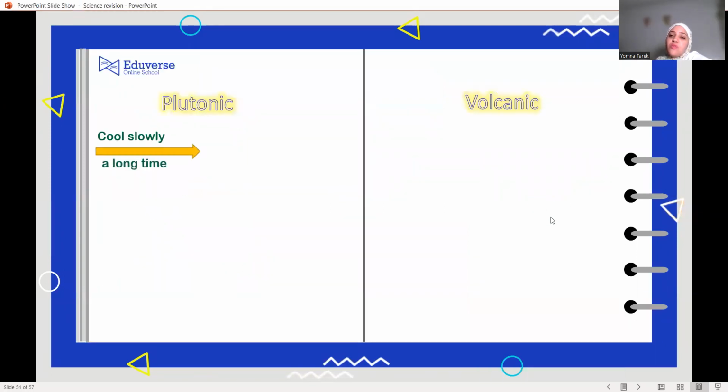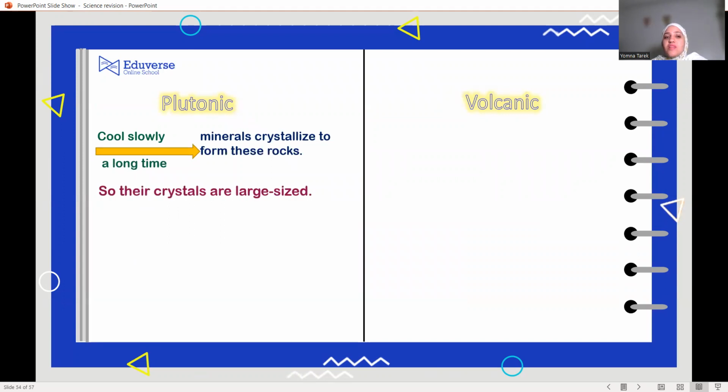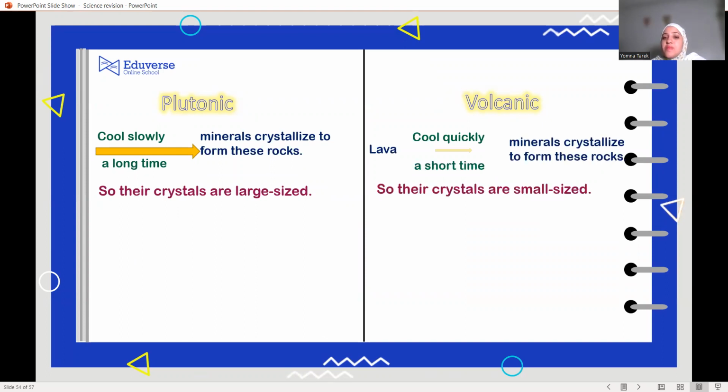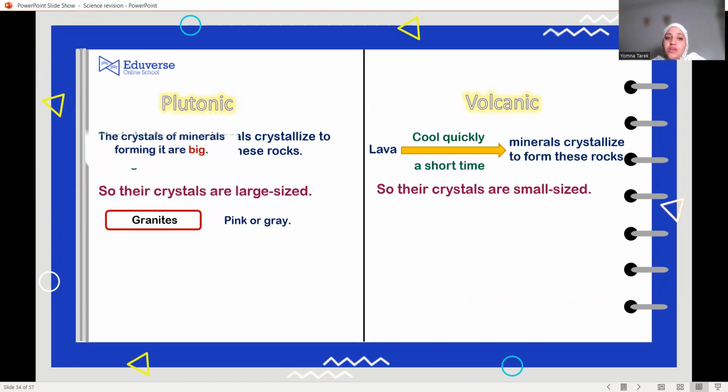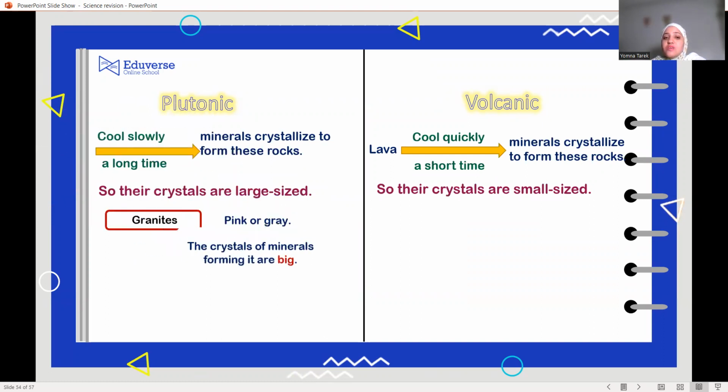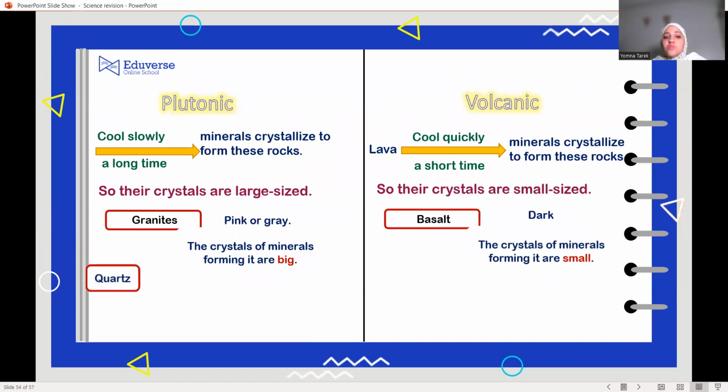So plutonic, when the magma cools slowly over a long time, and the crystals here are very large. What about volcanic? When the lava cools quickly in a short time, and the crystals here are small. Plutonic is like granite, and granite has a pink or gray color, and the crystals here are big. What about volcanic? It's basalt, and basalt is dark in color, and the crystals here are very small.